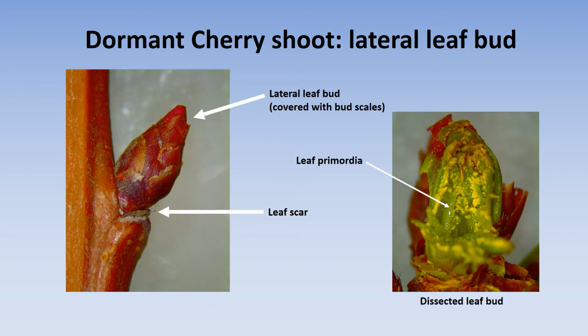This is a lateral leaf bud of a cherry tree. Note the red bud scales and leaf scar. In this picture, the bud scales have been removed and the embryonic leaves, called leaf primordia, are revealed. The rod-shaped yellow bodies are glands on the leaf margins.